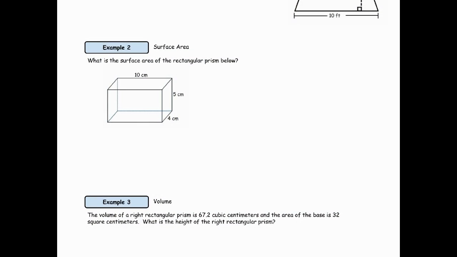Example 2 with surface area. It says, what is the surface area of the rectangular prism below? So we can see that the rectangular prism, if we take a look at it, is made up of 6 different surfaces. And the way I look at it is, I'm just going to outline them here. This rectangle that I'm outlining, that's the front. So what we're going to do is find the area of each surface, all 6 of them.